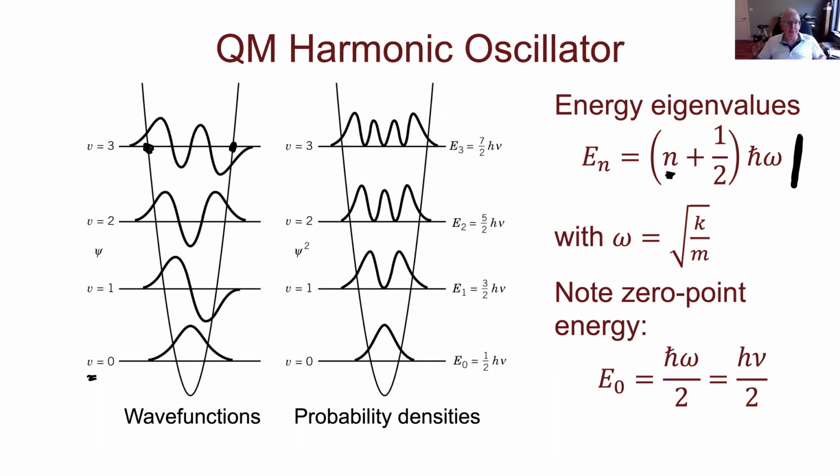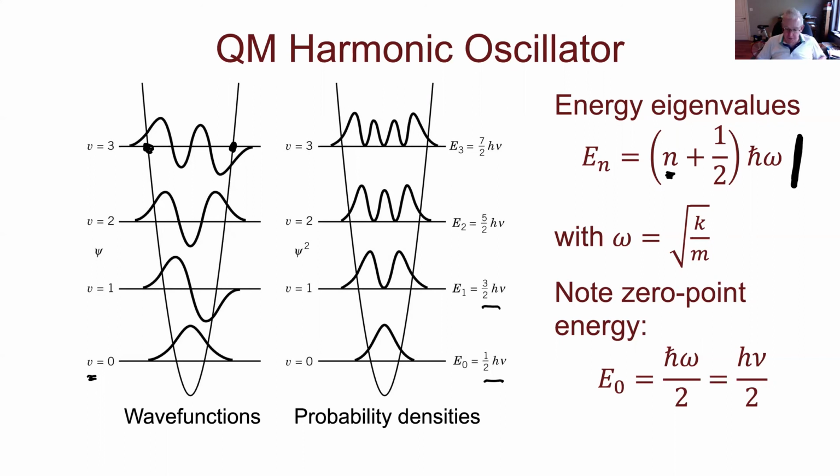Notice that the energy levels here are evenly spaced, right? Because every time I go from one up to the next, my energy goes up by h bar omega or by h nu. Here they're labeled as 1/2 h nu, 3/2 h nu, and so on, because h nu is equal to h bar omega. And so we can use either one of those 2 ways of expressing the frequency that we like.